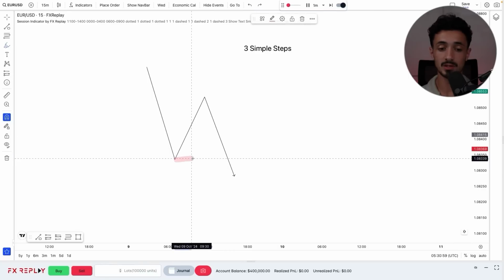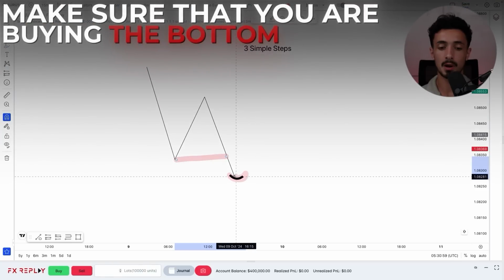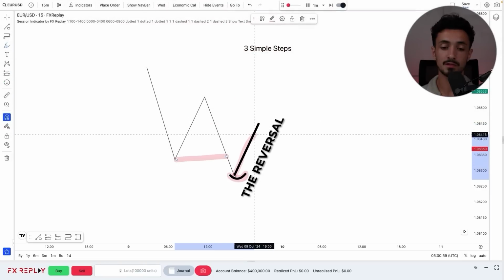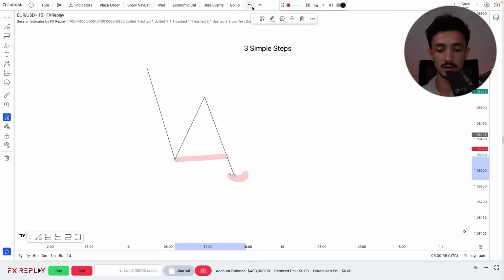And then again, if you're buying in a bearish market, which is possible, you have to make sure that you're buying the bottom. You need to be buying the reversal back into these areas, and that would be this low down here. And again, there is a simple approach to that.